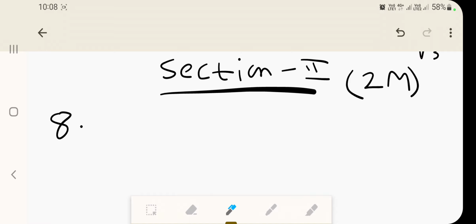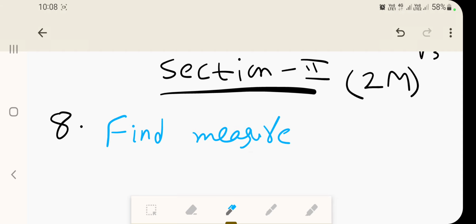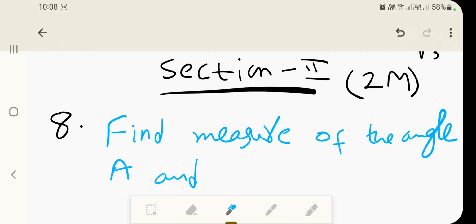the problem they have asked is: find the measure of the angle. You should carefully understand what they have asked. Find the measure of the angle A and B. You should not get confused by the wording. Measure of the angle A and B simply means find angle A and B. They just did it to confuse a little bit.